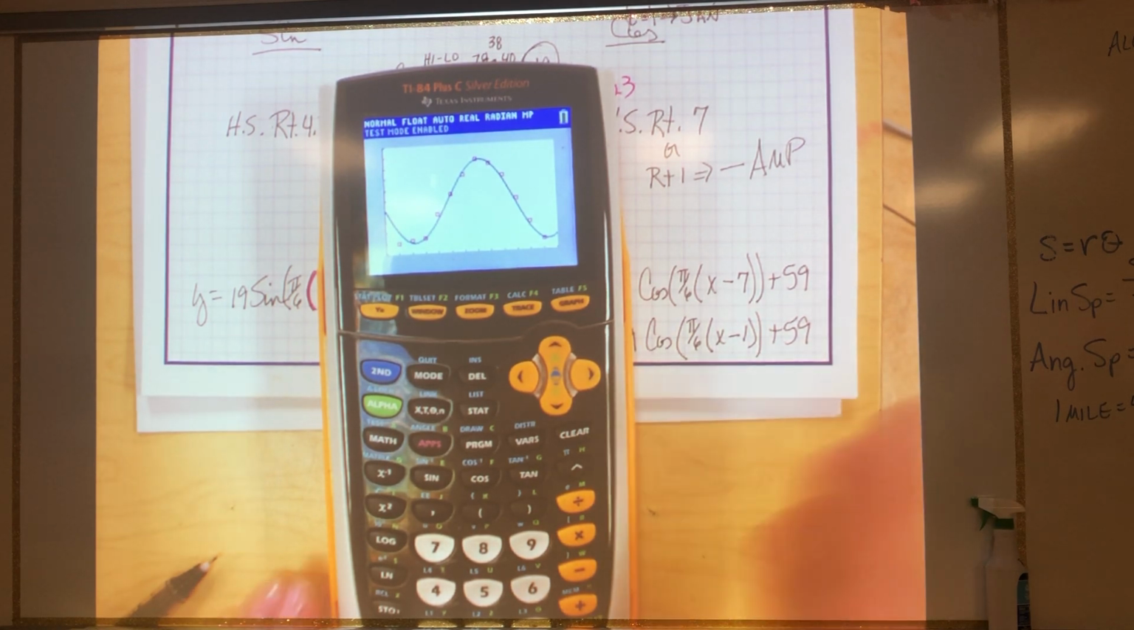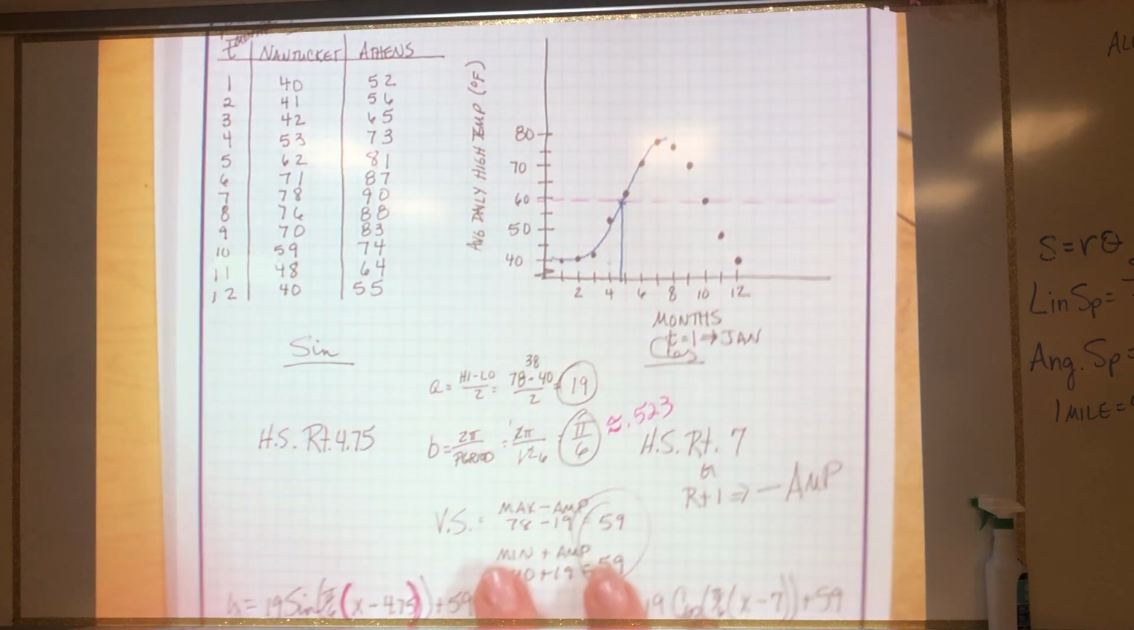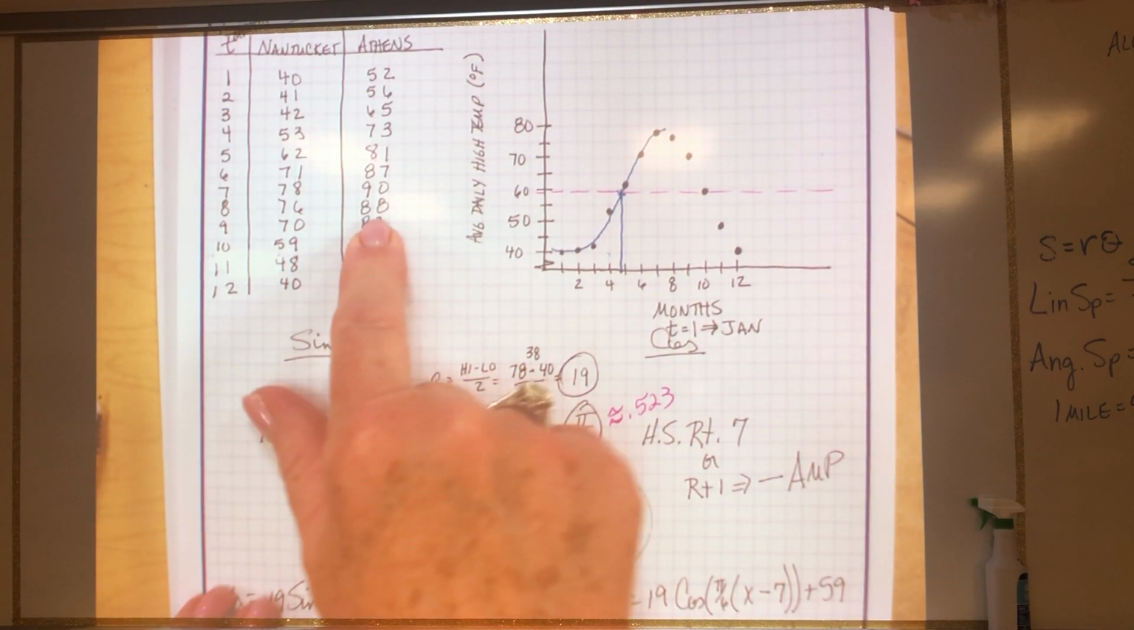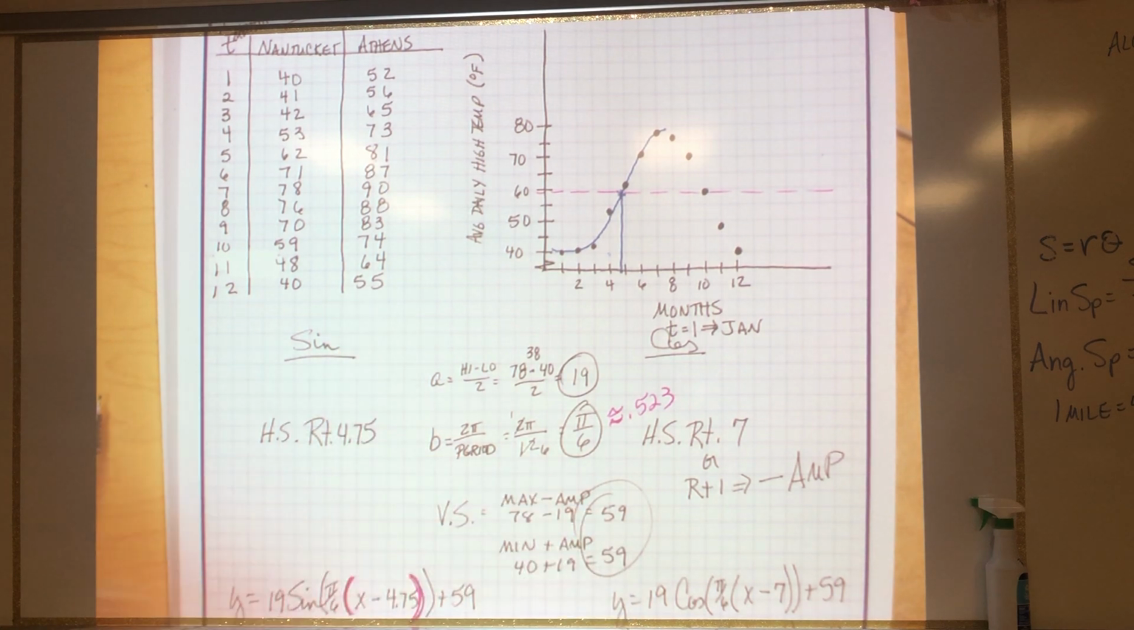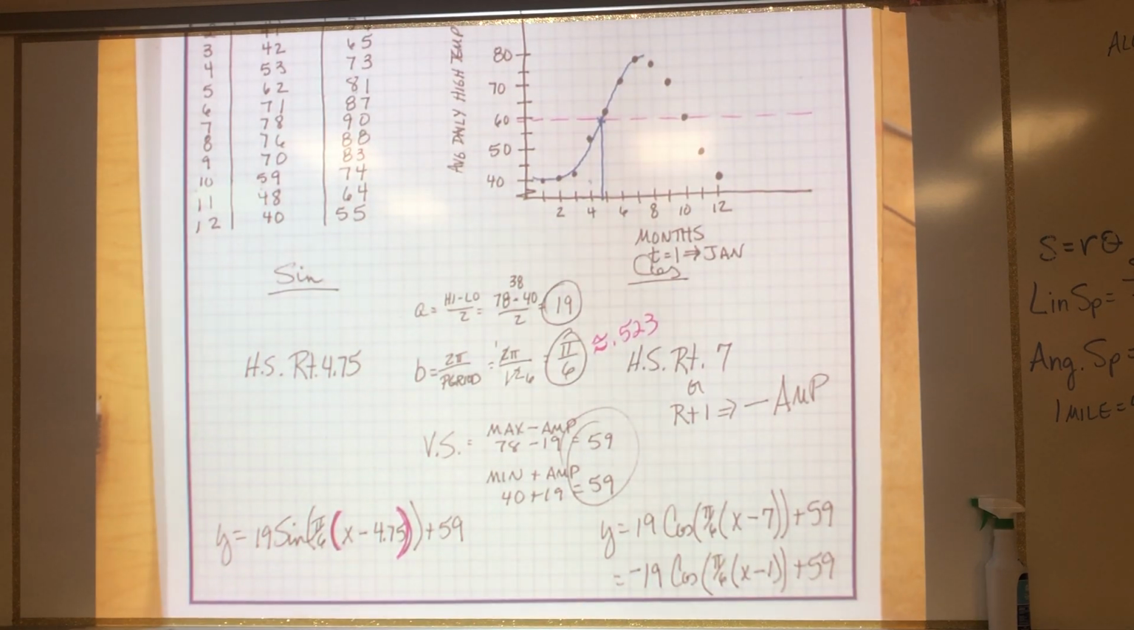All right? But I'm going to let you play with it. The next thing that I'm going to ask that you do is I want to see a scatter plot and an equation for Athens. Okay? A scatter plot and an equation for Athens. I'm going to put the answer up here, and then I'm going to stop the video. I want the answer up here so the kids that are watching the video can see the answer, and then I'm going to stop it.